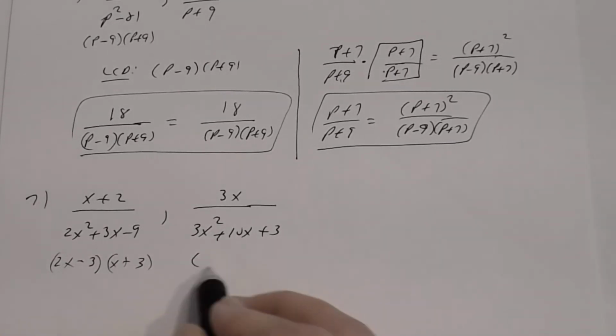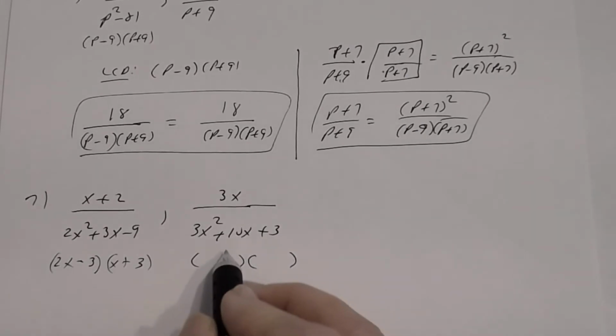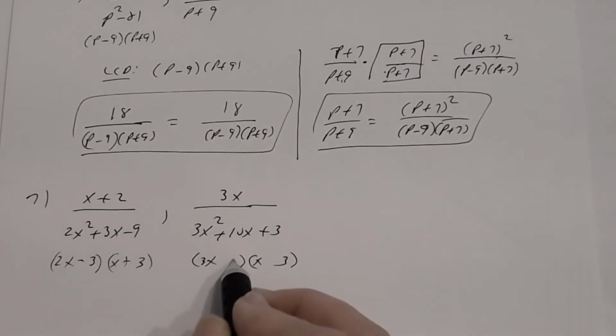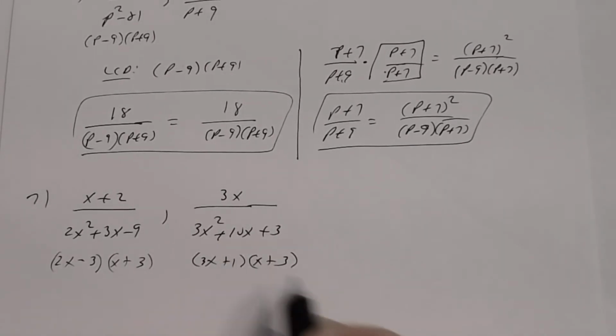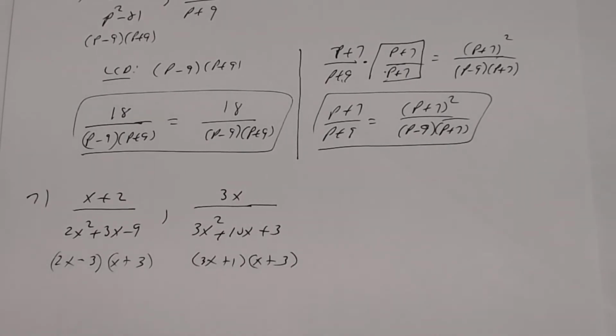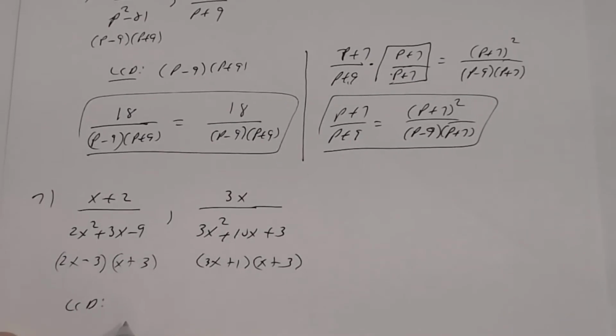Now over here, if I factor this, I'm going to get 3x, x, let's put the 3 here, the 1 there, and both positives, and make sure that works. So 9x and x is 10x. All right, that works. All right, so the LCD, remember the LCD must include every factor you see.